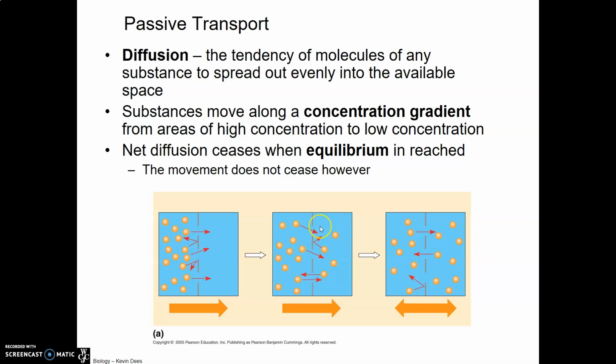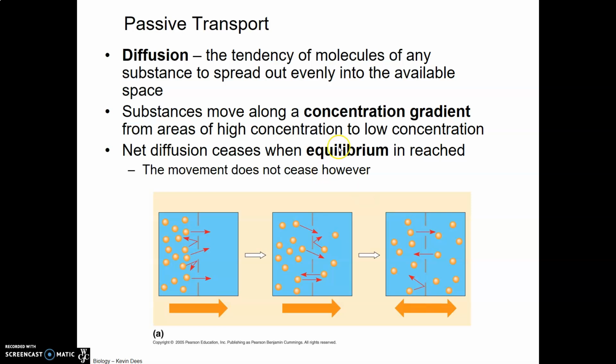Now, if the system is allowed to continue, the net movement will cease when equilibrium is reached and there is no longer a concentration gradient. However, it does not cause the movement of particles to stop. One particle moves this way by a random movement and an equal number of particles move the opposite direction.